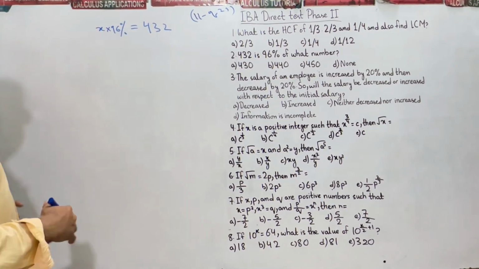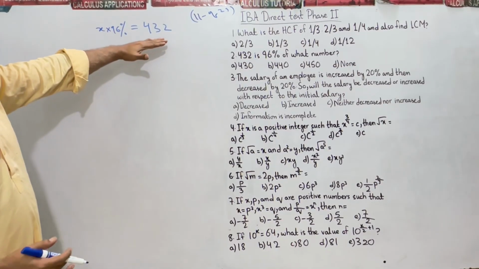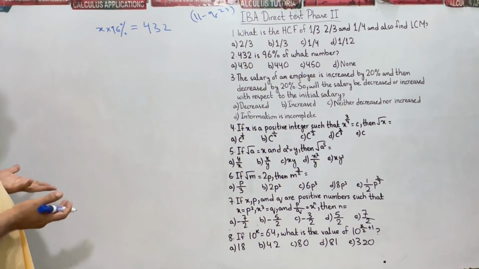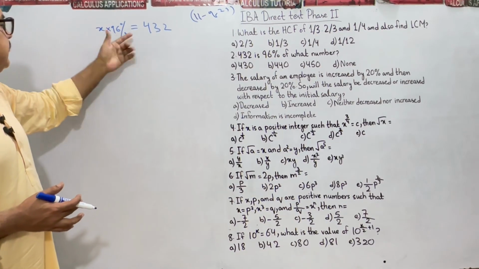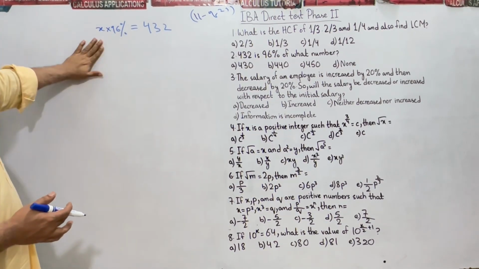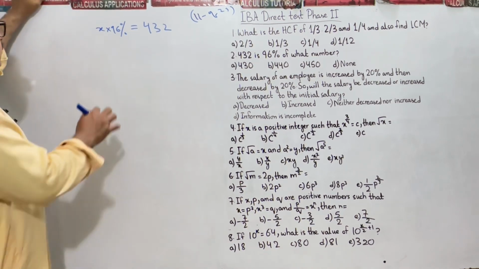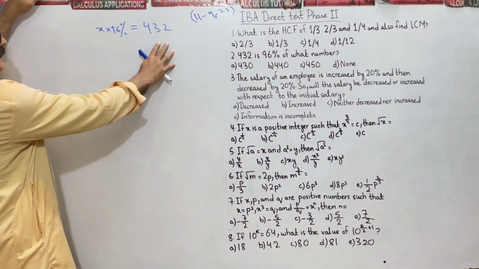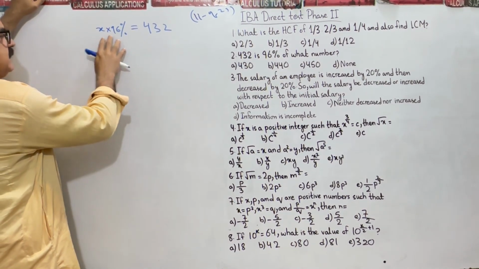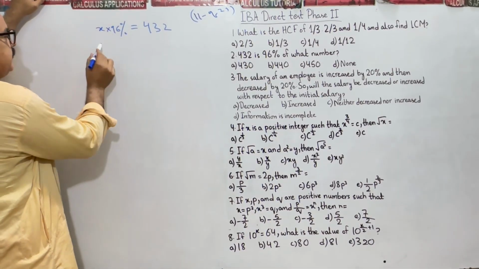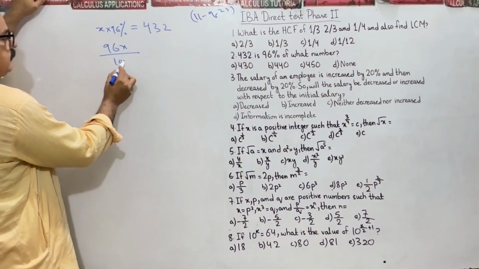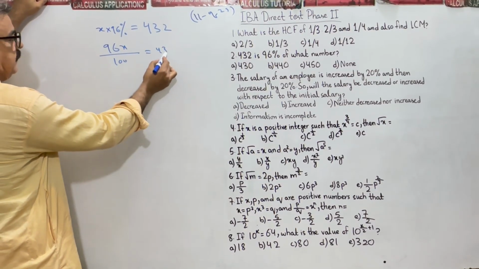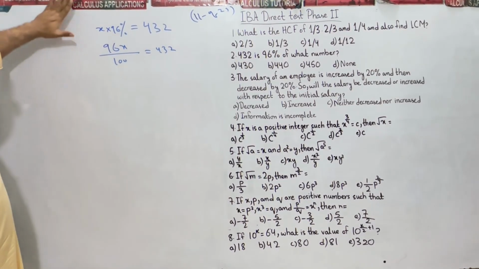We are asked to find what number having 96% is equal to 432. Suppose x is our unknown. The 96% of x is 432. Removing the percent, dividing by 100, we get 96x over 100 is equal to 432. Solve for x.